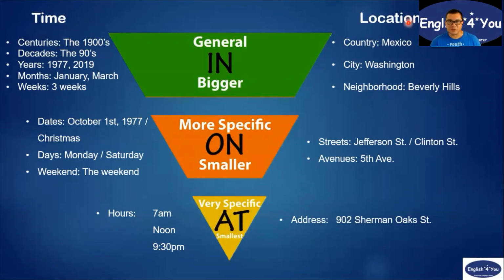What about for location? Well, for location, as you can see, we're going to use the preposition at to give a complete address. At 902 Sherman Oaks Street, that's a complete address. Not only the country, or only the city, which is a general idea of location, not only the street, or only the avenue. In this case, I'm giving a complete address. Or we're going to use the preposition at to specify locations. For example, at the school, at the restaurant.